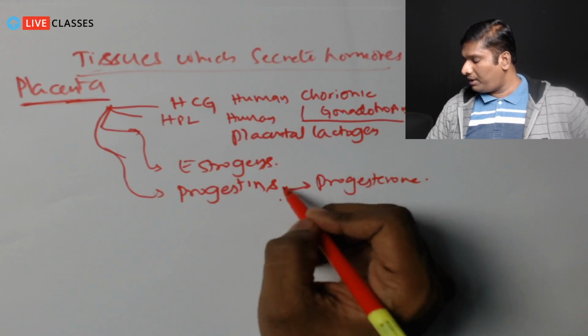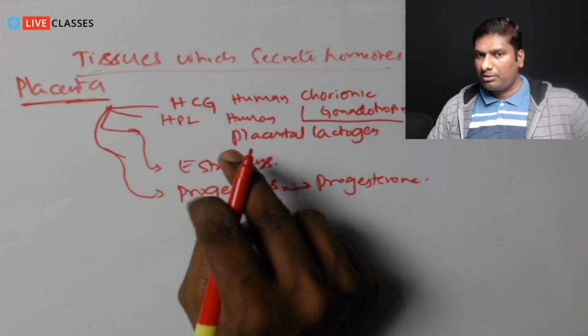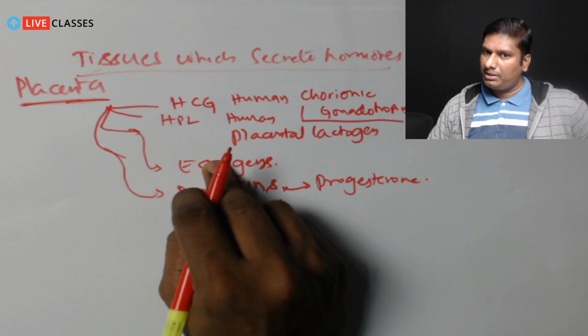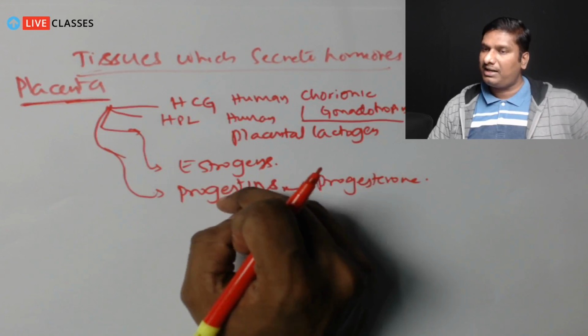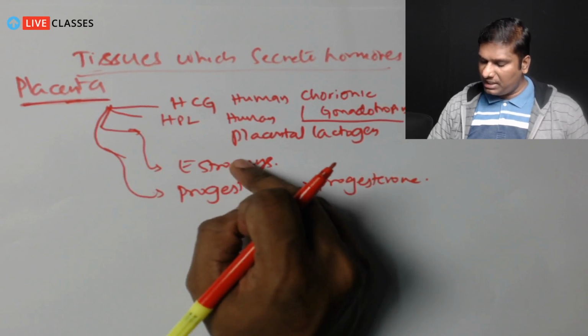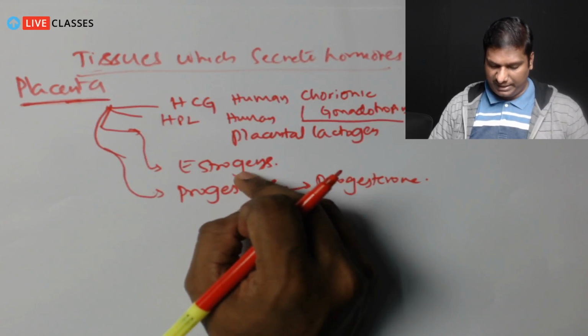Estrogens and progestins, we already discussed some of the functions which they perform before a woman gets pregnant. Once the placenta is formed, that is post pregnancy, these hormones have several other roles. So we look at the roles of these hormones first. What do they do post pregnancy?